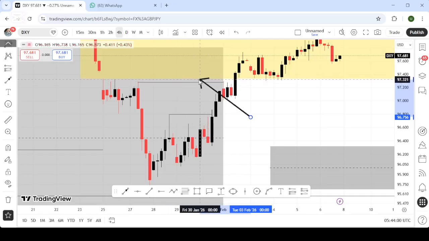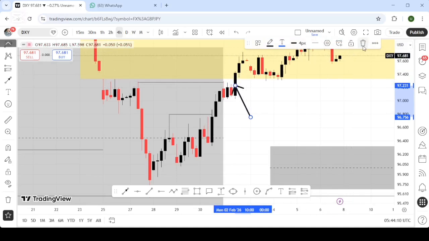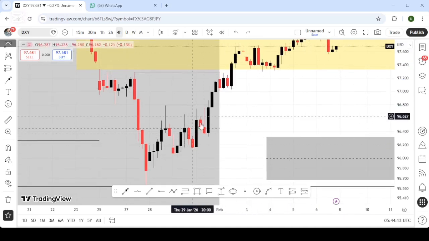This is now a break of structure. For those of you that have been struggling to spot SMC setups, this is now a valid break of structure because this is a full body candle close above it. Now, the next thing you have to do is no longer to mark all these levels. Marking all these levels does not make sense again.